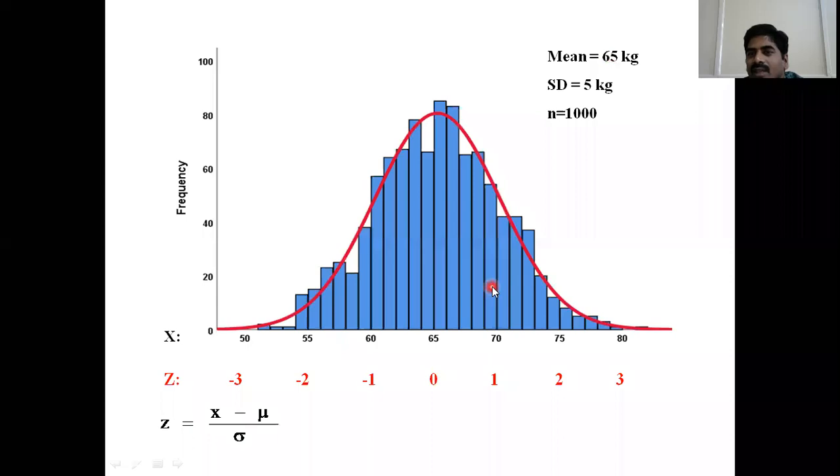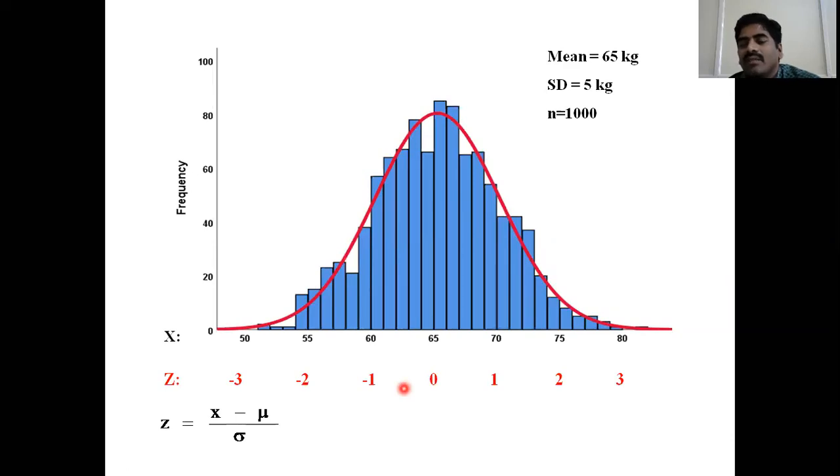You take any normal distribution, and we can convert the values to Z values from minus 3 to plus 3 by using this transformation method, Z equals x minus mu divided by sigma. Here, in the standard normal distribution, the mean is 0. See here, the difference from 60 to 65 is 5, one standard deviation. Here the difference is 1. So in a standard normal distribution, the mean is always 0 and the standard deviation is always 1.